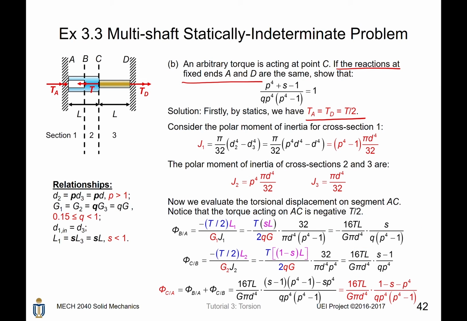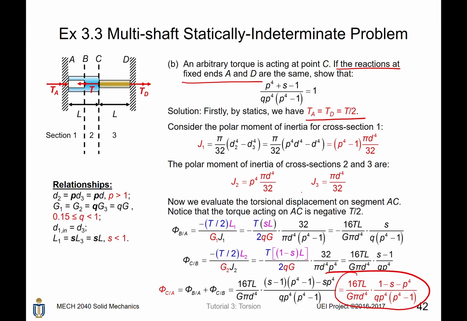Similarly, for the torsional displacement of C relative to B, first you place your torque into it, but notice: what is L2? We know that L1 equals SL, then L2 equals L minus L1, which is (1 minus S) times L. We also place this polar moment of inertia into this expression, then we get this result. Consequently, by a lot of calculations, you will find the torsional displacement of C relative to A, which looks like this.